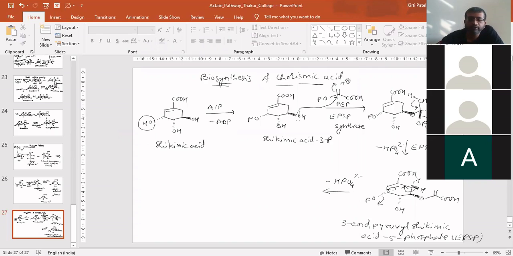elimination. So we will have a 6-membered compound with a double bond here and a double bond here, COOH group and OH here, and we have an enol acid. This compound we call chorismic acid. It is a simple four-step reaction from shikimic acid to chorismic acid.